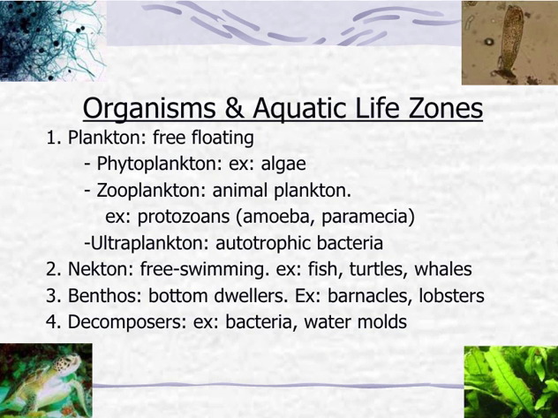You remember you have the different types of organisms. You're going to have to memorize those. So again, you have your plankton, which consists of phytoplankton and zooplankton, examples protozoans like amoebas, parameciums, and all that stuff. You have your nektons. That's going to be any type of free swimming organism. You have your benthos, your bottom dwellers, as well as your decomposers, which is very similar to your terrestrial.